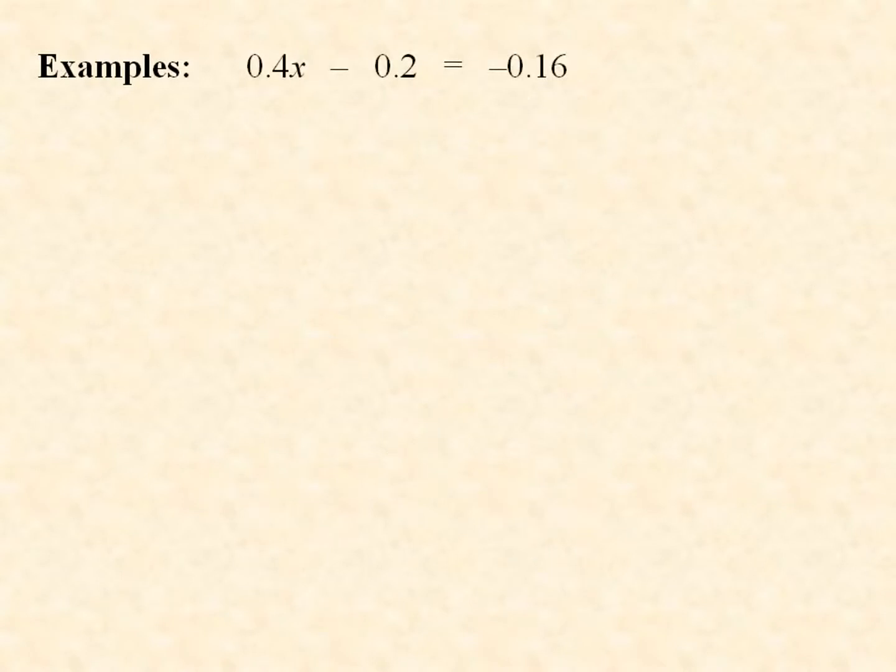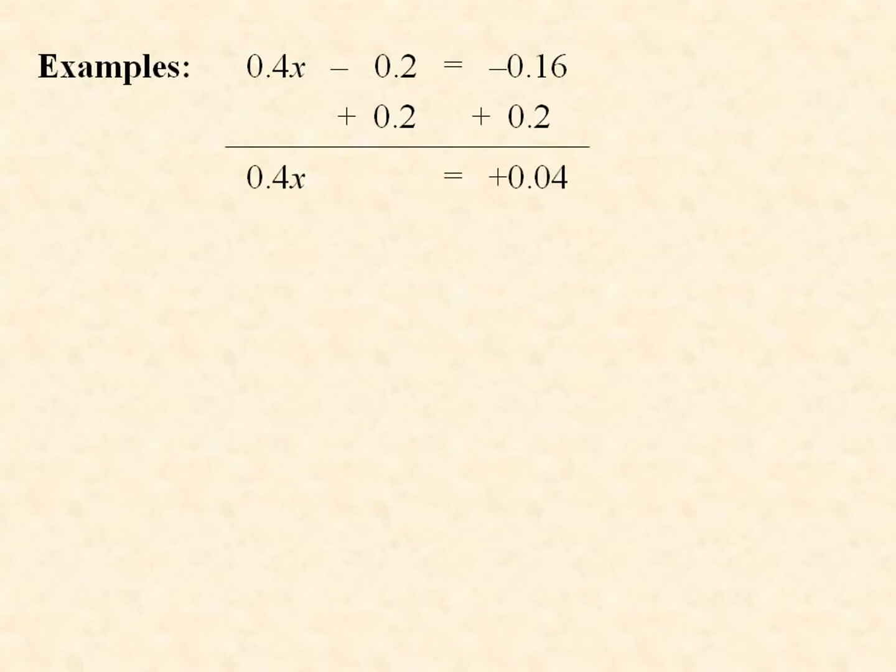Here's an example involving decimal numbers. We treat it the same way. We want x by itself, so we need to undo the subtraction of 0.2. Therefore, we add 0.2 to both sides, and we get 0.4x is positive 0.04. To get rid of the 0.4 in front of x, we divide by 0.4. And that gives us x equals 0.1.